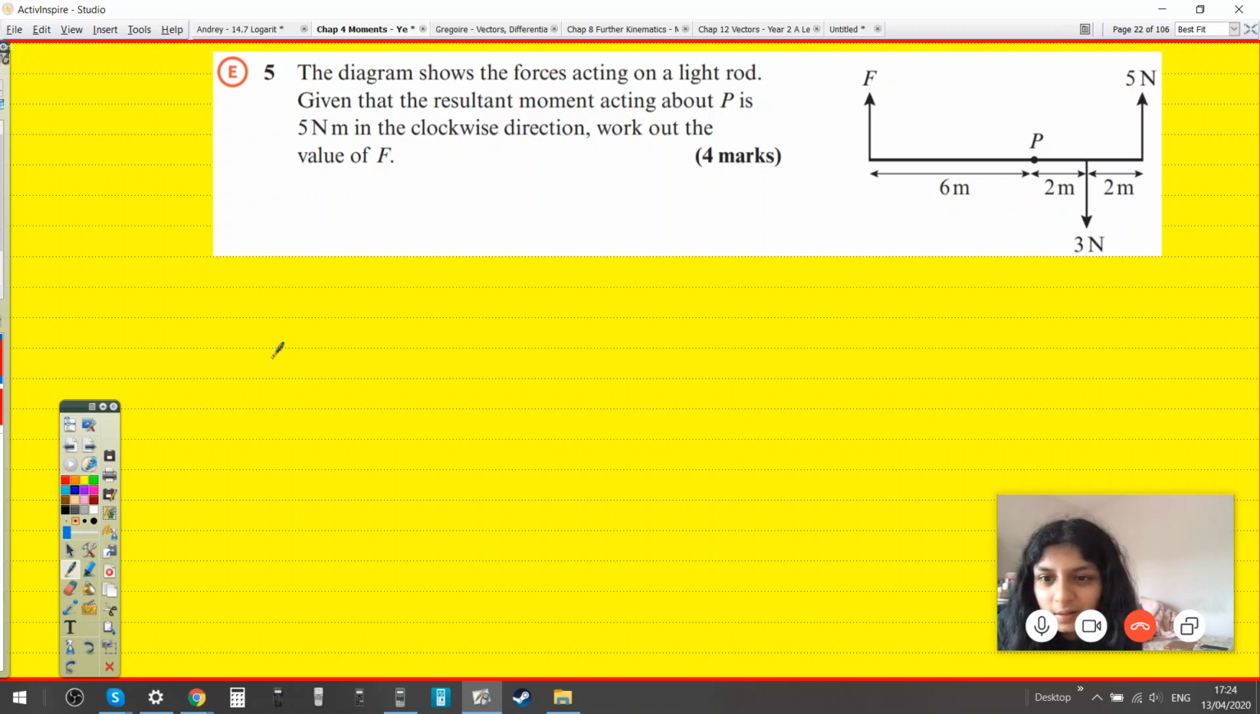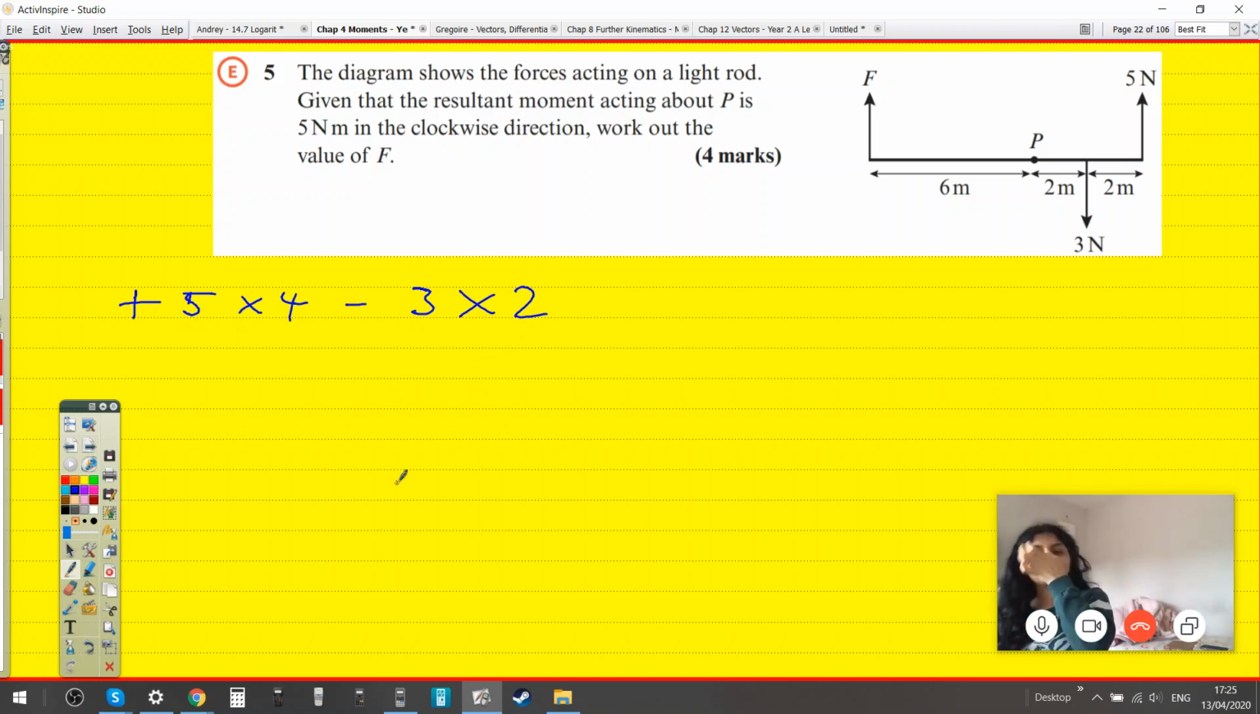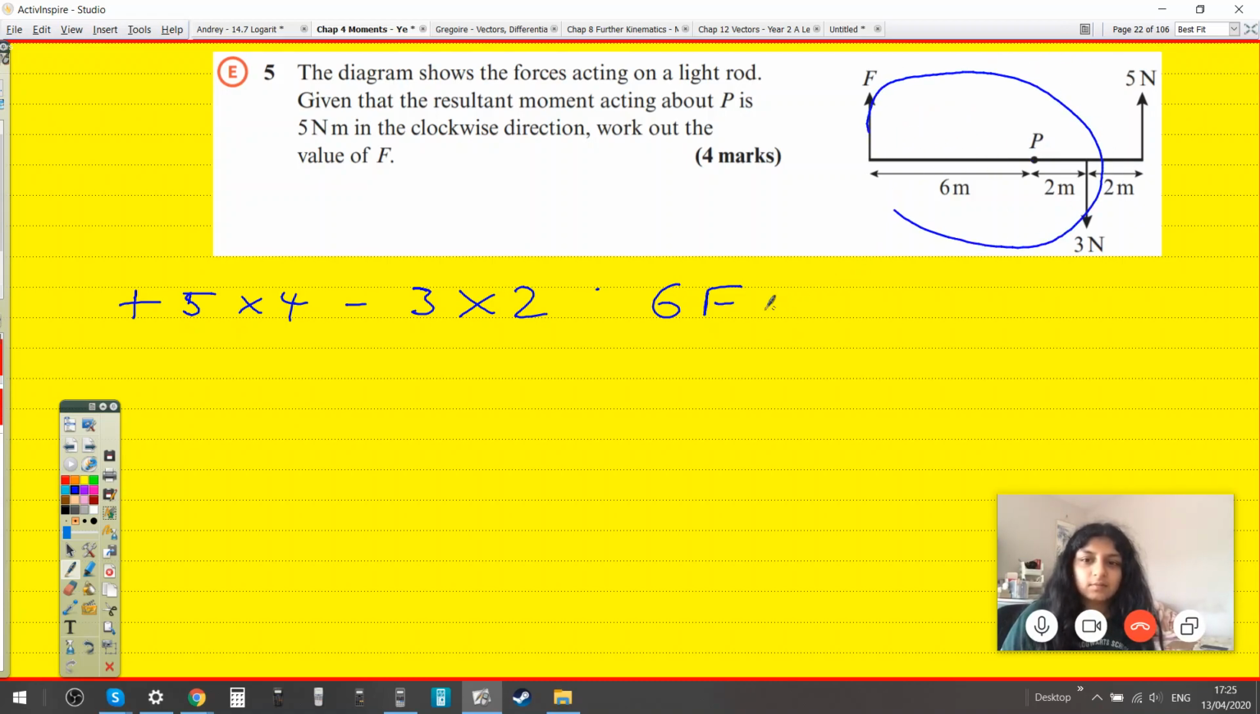So there's one that's 25 times 4, anti-clockwise, so positive. And then there's one 3 times 2, that's clockwise, so it should be negative. And then there's 6f, which is positive as well. What direction is it? It's clockwise. Yeah, it is clockwise. Negative. Okay, so 20 minus 6.